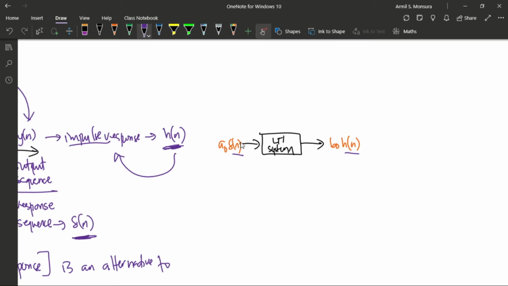Magpo-produce tayo ng delayed versions nito. Okay. So, say for example, magpo-produce tayo ng delta n minus 1 na may coefficient na A1, delta n minus 2, which is the coefficient A2, delta n minus 3, which has the coefficient A3, and so on.